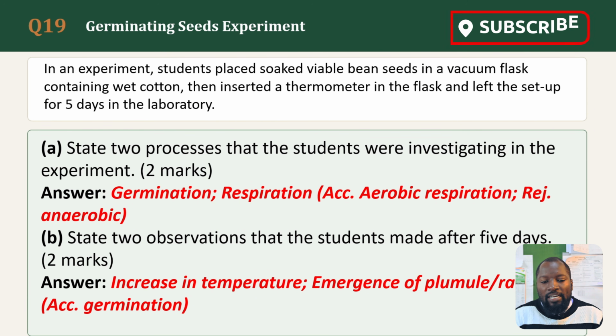Then in the process, we are also using a thermometer, and also we are soaking them. So there's water, there's a thermometer for temperature, etc. So what does it mean? It means these learners were looking at the germination of those seeds, and then they were looking at respiration, because respiration produces heat. That's why the presence of the thermometer. So they were investigating two things: germination and respiration.